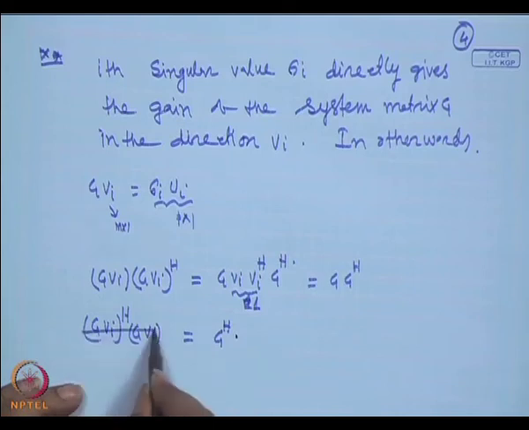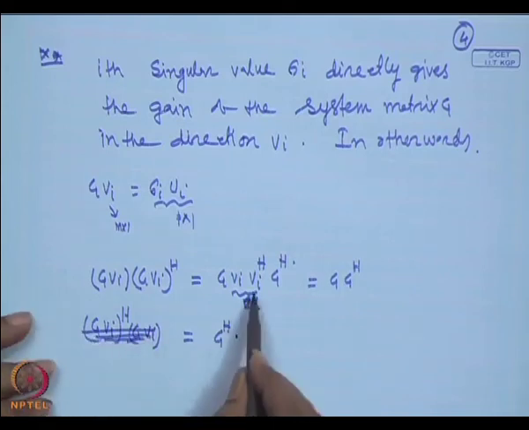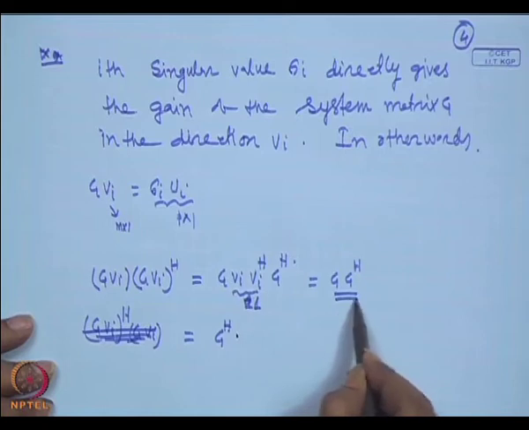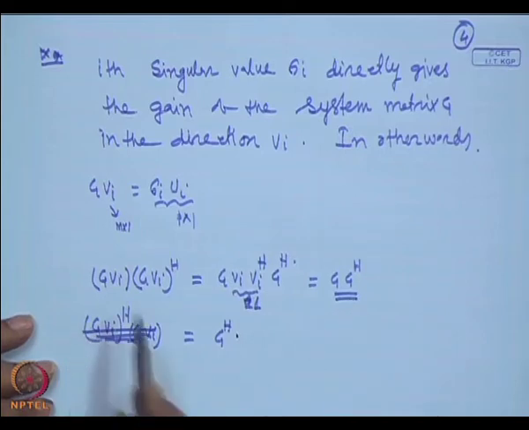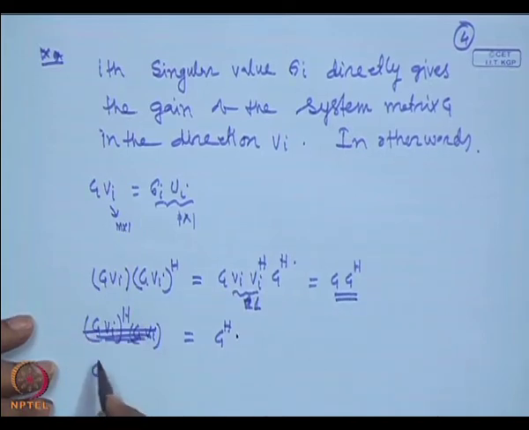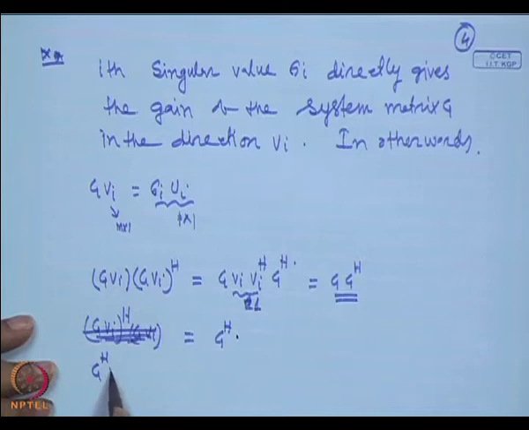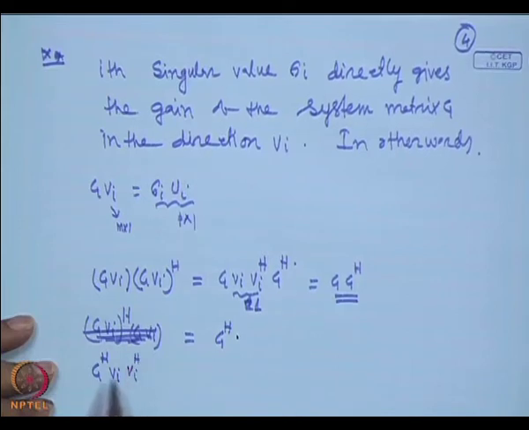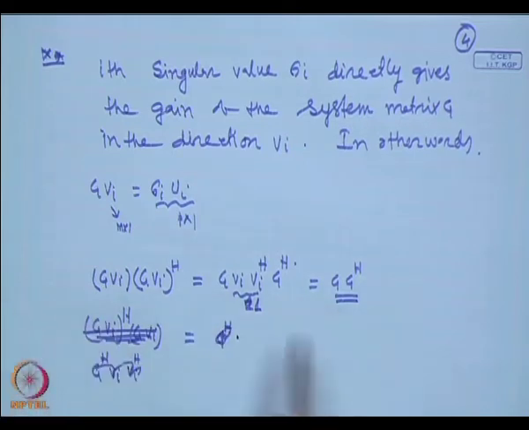No, this is what we have written. Then what we can write is G^H G^H v_i into v_i^H. Okay. So, this is what we can write, then we will write this one.